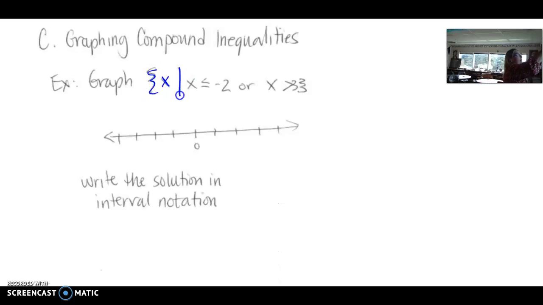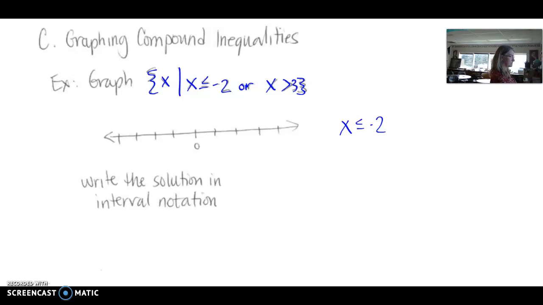x, the set of values of x, such that x is less than or equal to -2, or, which we could represent with that union symbol, x is greater than 3. Like that kind of squish there. Okay, so let's break this down. What does that mean? We're going to graph all the values of x that are less than or equal to -2.